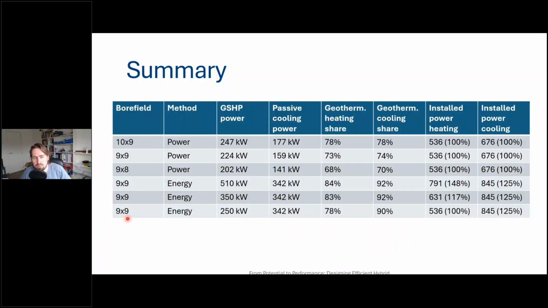And what's also interesting is that with the 9x9 Borefield optimized for energy, we get the same energy yield in heating as with a 10x9 optimized for power, with almost the same power as we install here. So just to say that you can really play around with these methodologies, you can set limits, you can optimize it. It does not really matter, but you can really get a good idea of how such a hybrid system will behave in practice and what the efficiency will be.